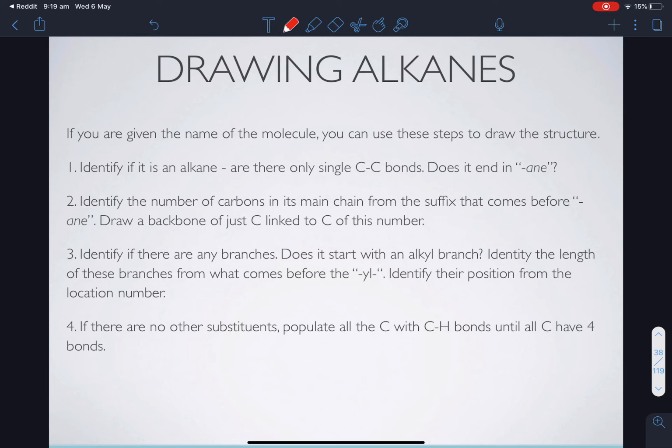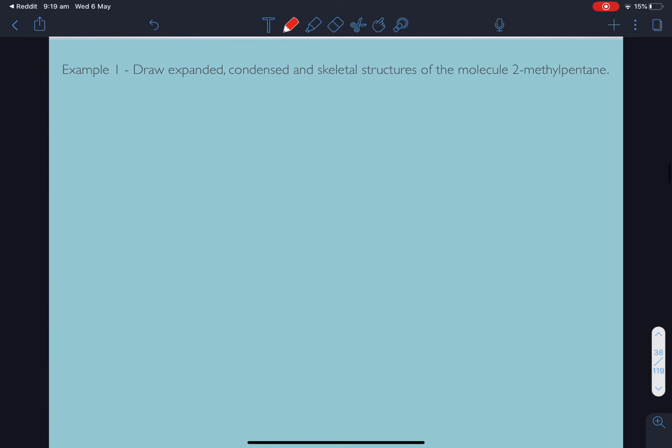So we need to identify that it's an alkane. Does it end in -ane? The number of carbons, any branches, and if there's anything else there. It's kind of like what we've been doing in reverse.